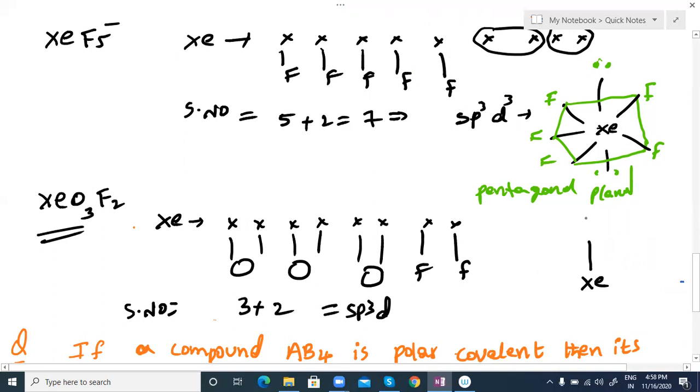More electronegative atoms prefer to stay in axial positions, and less electronegative atoms prefer to stay in equatorial positions. So this is the thing. This is trigonal bipyramidal.